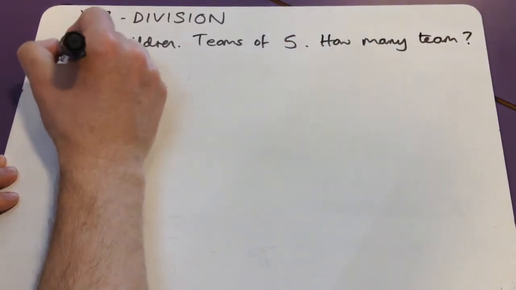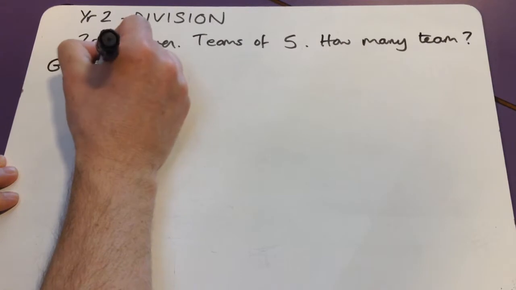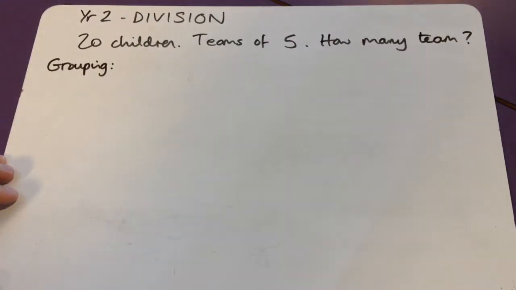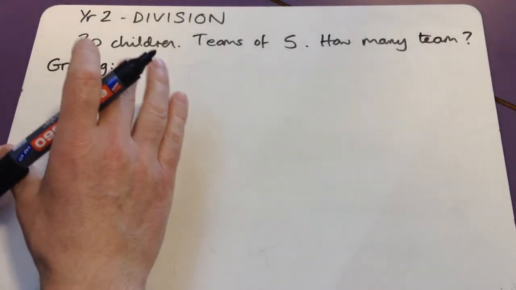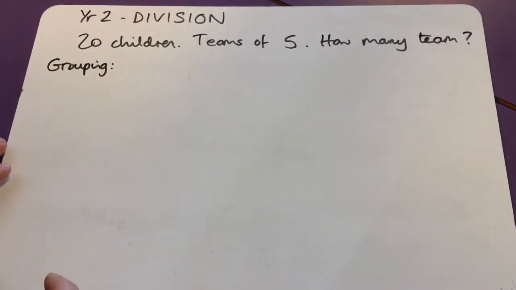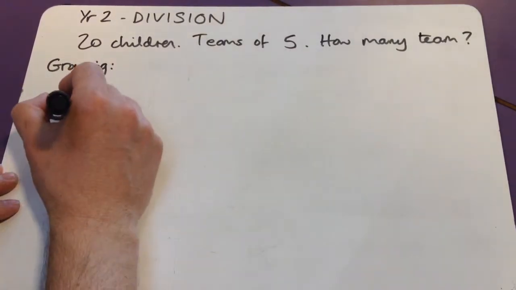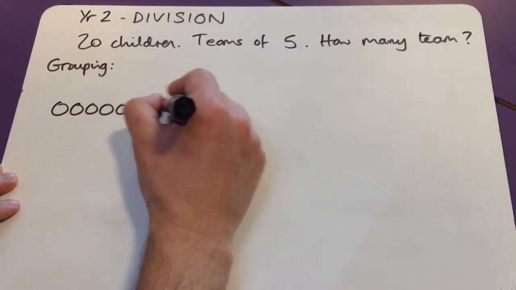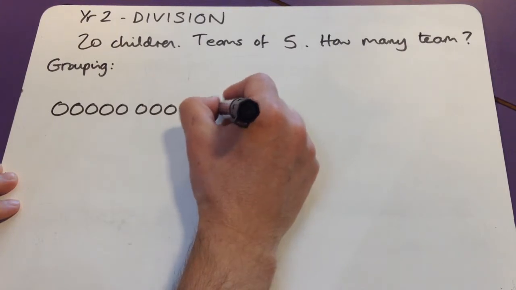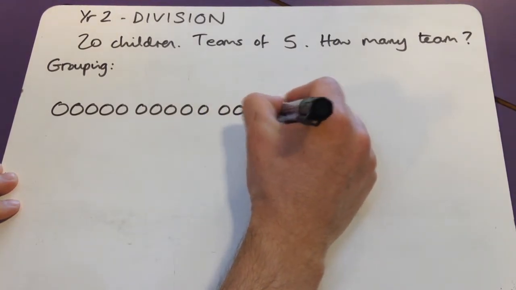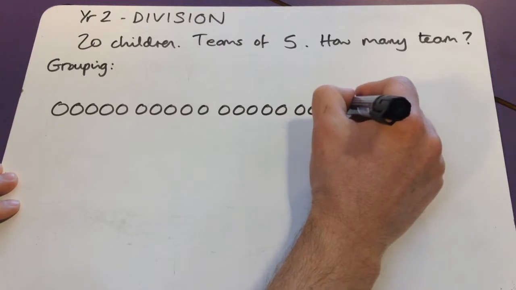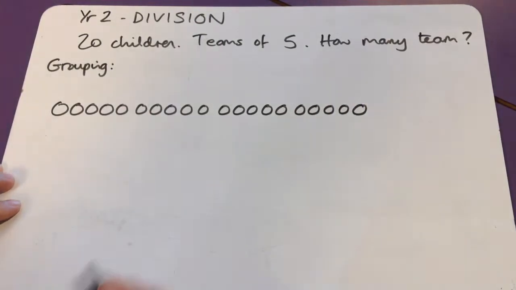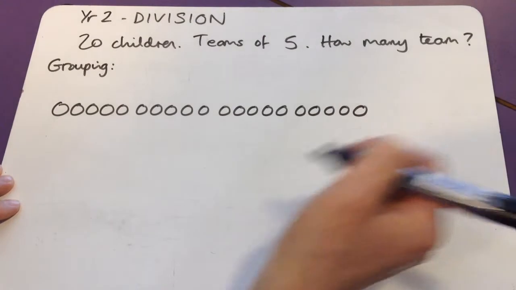So this is again the concept of grouping that we discussed in the last video, and because division is repeated subtraction, by repeatedly subtracting equal groups until we've got nothing left. So let's look at an image, and we draw 20 children. Those are our 20 children.